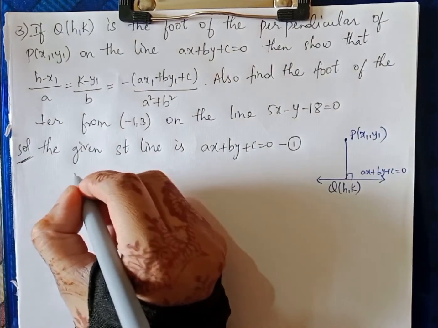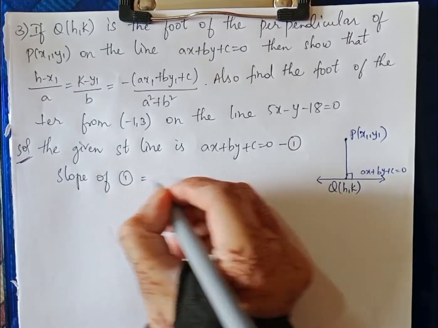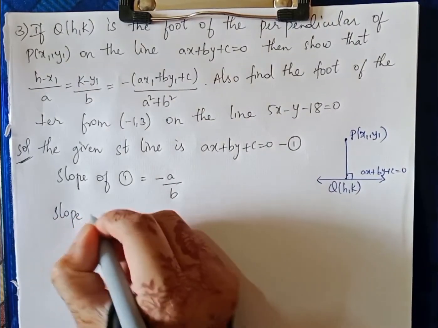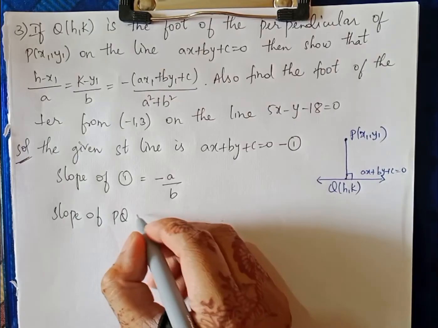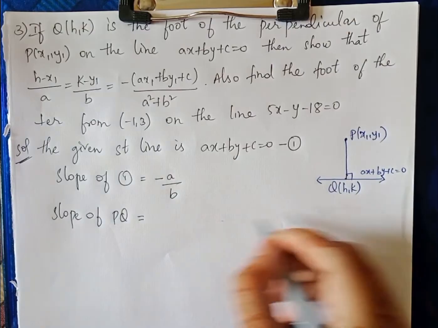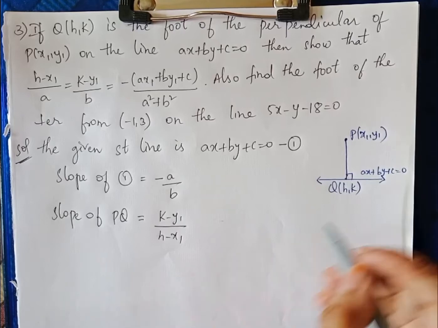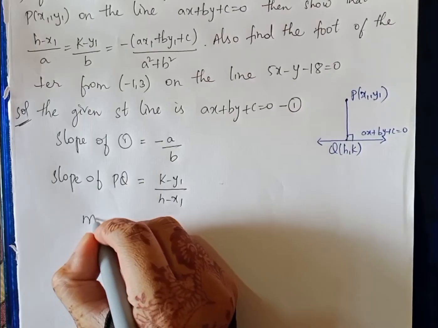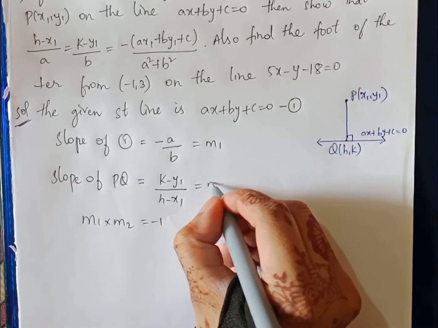Now find the slope of the straight line. Slope of 1, what will it be? It is -a/b. And slope of PQ, P is (x1, y1), Q is (h, k). The slope formula is (y2 - y1)/(x2 - x1), so it is (k - y1)/(h - x1). And we know that these two lines are perpendicular to each other, so m1 times m2 is equal to -1. This is the m1 value and this is m2.